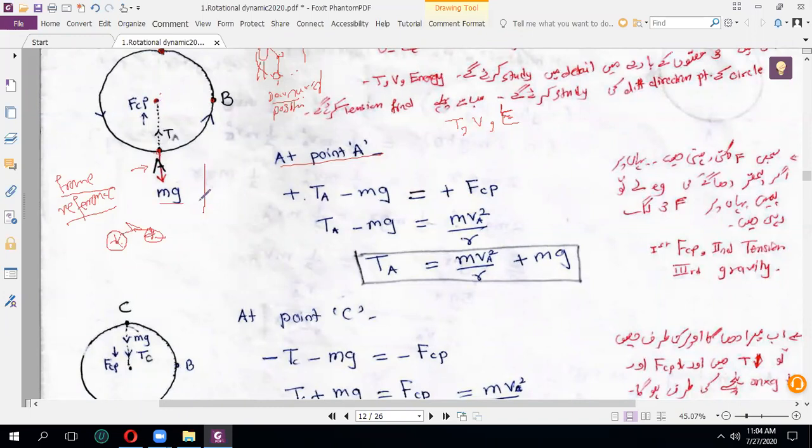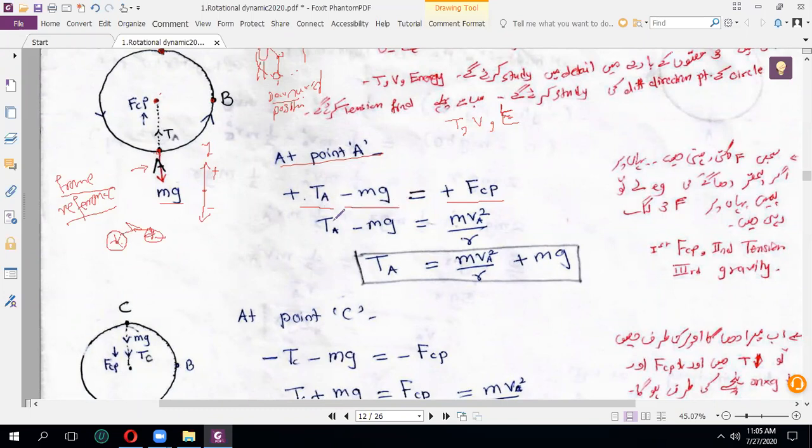If I'm taking this as the y-axis, correct? ये सारा equation y-axis पे एक है, okay? So FCP and TA go to the positive y-axis, and the mg is in the negative direction of the y-axis. So how do we make this equation? T is going to the positive y-axis, so we represent TA by plus TA, and FCP is again going to the positive direction. So always FCP is written on the right side as plus FCP. Now mg is going in the downward direction, so we represent mg by minus mg.